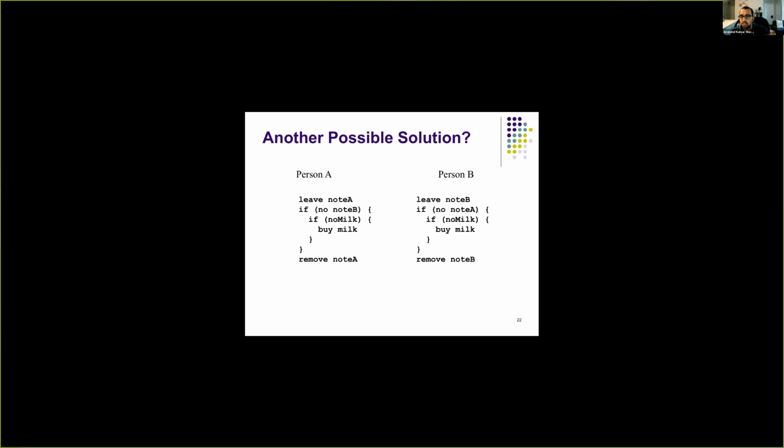Similarly, process B has its own note B. So whenever it wants to check the milk, it leaves the note by setting note B, and then it checks if note A hasn't been put. If not, and if there is no milk, then it will buy the milk. I mean, this solution seems to work, right? But there is a problem with this solution.